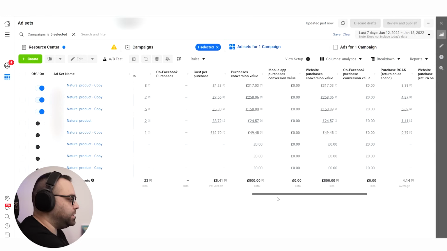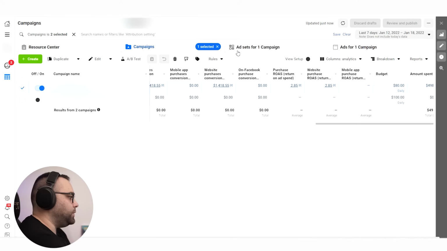Let's see what's the cost per purchase. So the cost per purchase actually stayed a little bit higher from what we had in the previous one, but we have better return on ad spend. So everything is fine. We can see that the crazy method is also working here. You can see how you can qualify different audiences. And let's go to another example.